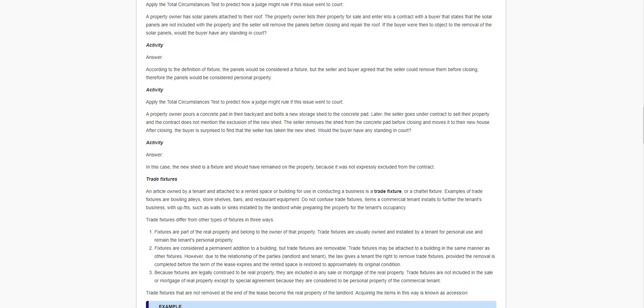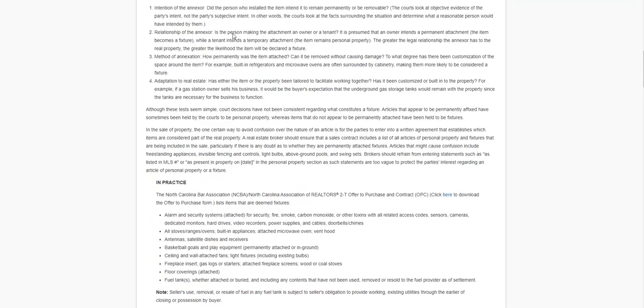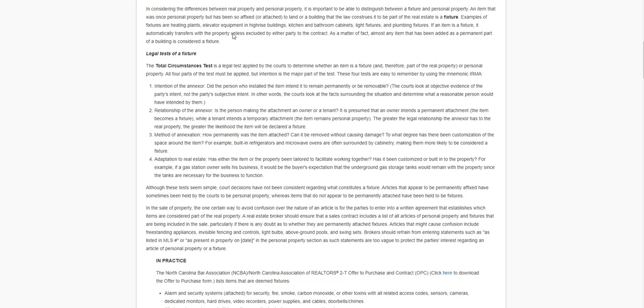Intention, what is it? Intention, relationship, method, adaptation. So those are the things.